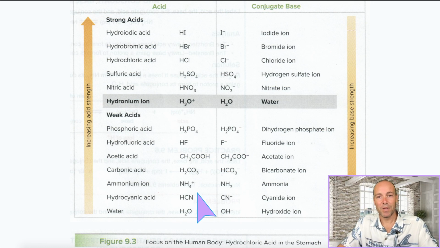So that's it for this video. In the next one, we will discuss a little more on acid strength, but we'll talk about it in a quantitative way through their acid dissociation constants, Kas. So stay tuned for that.